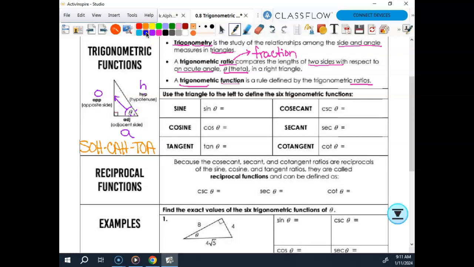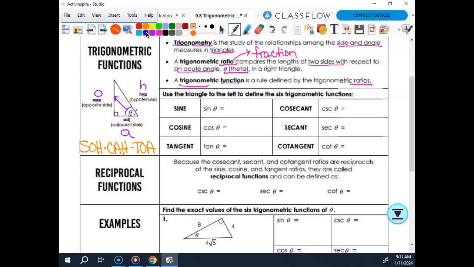Actually, before we get that far, sorry, I jumped ahead of myself here. We have 6 trig ratios, right? We have sine, cosine, and tangent, which are the 3 you learn in geometry. There are 3 more: cosecant, secant, and cotangent. We're going to talk about all 6 today, but then we're really just going to work with these first 3 for a while and then come back to the others.